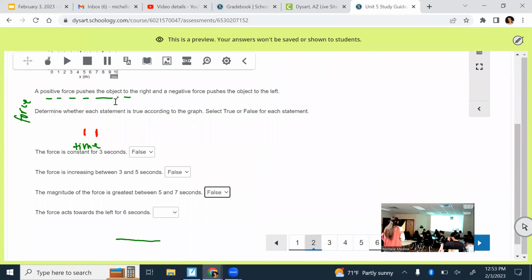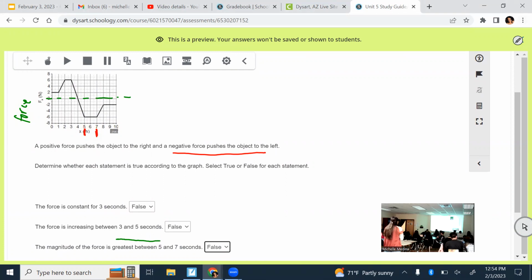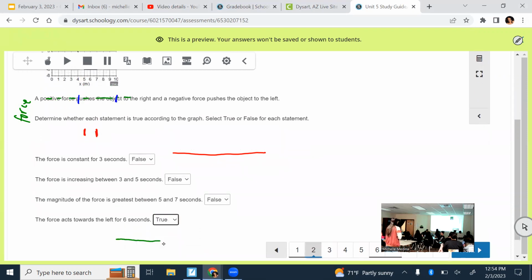And the force acts towards the left for 6 seconds. It says a positive force pushes the object to the right, a negative force pushes the object to the left. So is it on the left side or in the negative side for 6 seconds? From 4 to 10. You don't think that's 6 seconds? Oh, so I think that one's gonna be true. The only one I'm really not sure of is the middle one, the third one. So let's see, I'm gonna pause it. We'll look at the key.